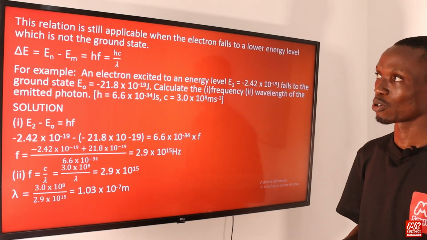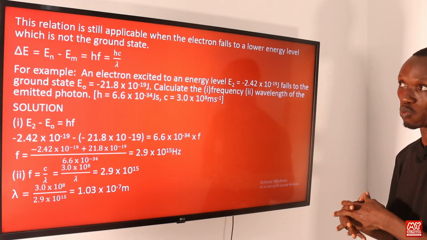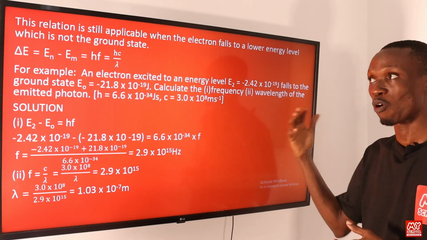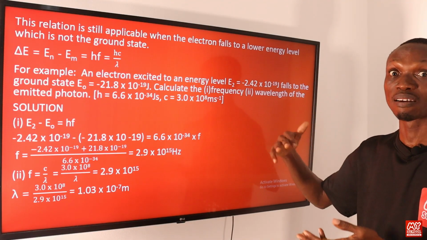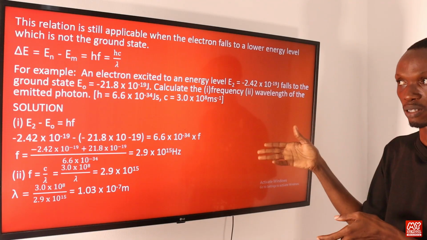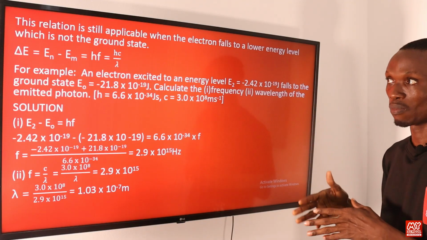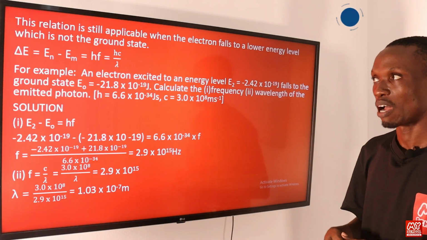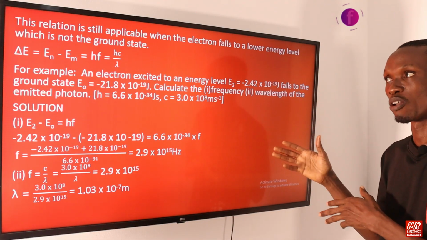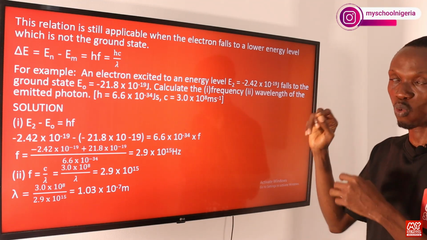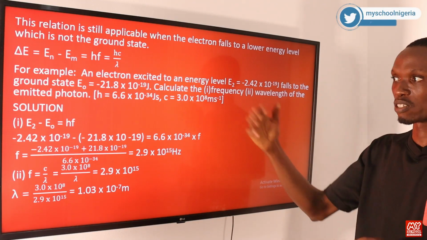Now, this relation is still applicable when the electron falls to a lower energy level which is not the ground state. So sometimes an electron can fall from a high energy level to another energy level that is not the ground state, but this formula still applies. So delta E equals E_n minus E_m, that is also equals hf. And remember, f equals c over lambda. So in place of f, we replace it with c over lambda, so that delta E is also equals hc all over lambda. So let's see some examples.